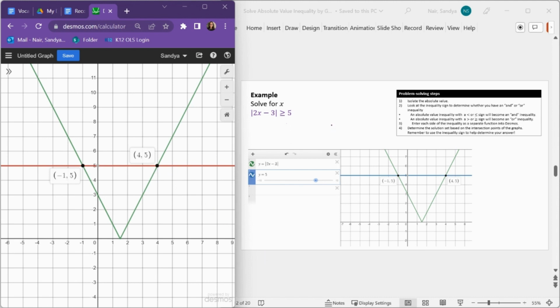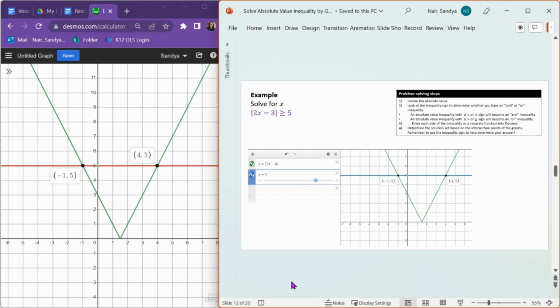So now we need to think about what kind of inequality we're going to have. So since we have a greater than or equal to sign, we know that we're going to have an or inequality. Also, we know that since we have greater than or equal to, we're going to have closed circles at both of our endpoints. And remember that for an or inequality, the solution set is going to go in opposite directions. So let me just sketch this out for you so you can see it a little bit better. So we have -1 and we have +4. So let's write this now as inequalities. So we have x is less than or equal to -1 or x is greater than or equal to 4.